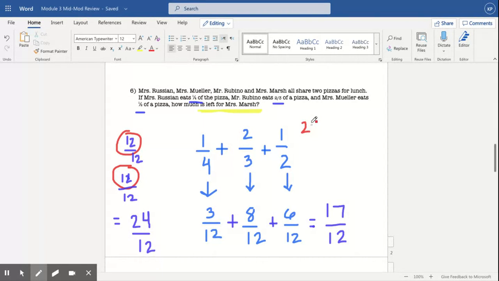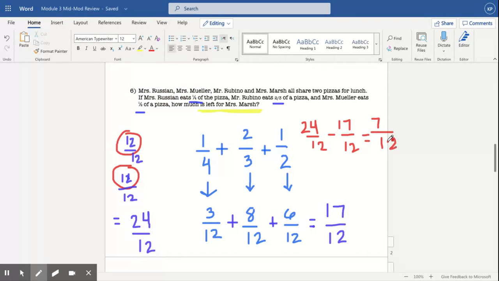So we're going to do 24 12ths minus the 17 12ths that the 3 friends already ate. How much is left for Mrs. Marsh by the time she gets there? 24 minus 17, let's think, 24 take away a 10 is 14. How much more do we need to take away? We need to take 7 more. 14 minus 7 is 7.